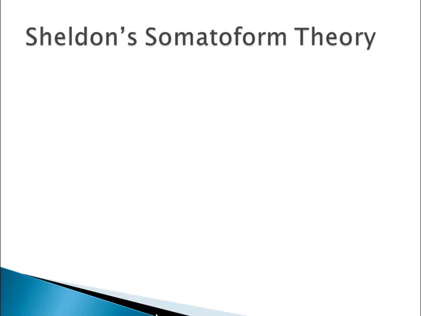Now, this is the same problem that we're having with the trait theory, in that he didn't explain why people with this body type have this personality. It's a correlation kind of thing. But he claimed to find a huge correlation between these body types and these personality types. Specifically, he had three broad categories of body types.